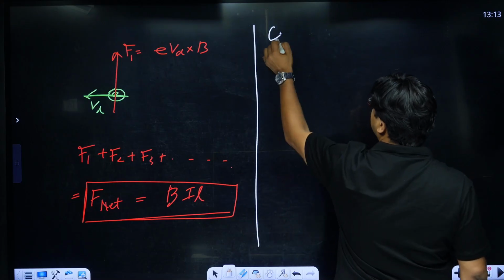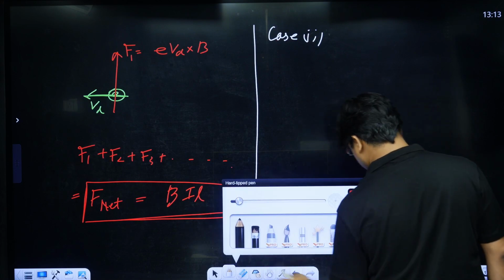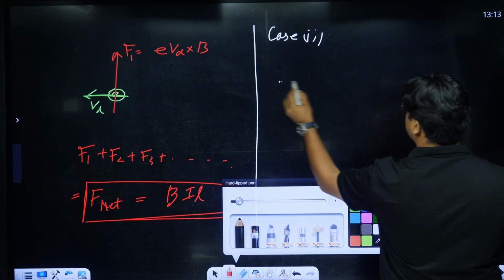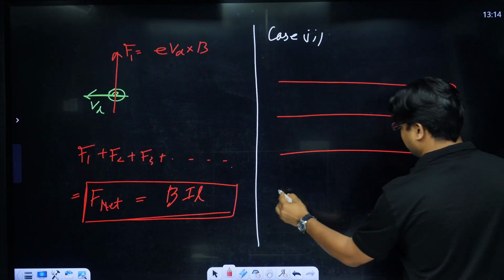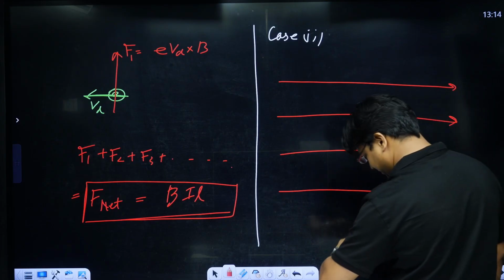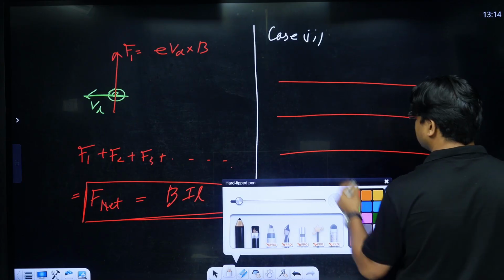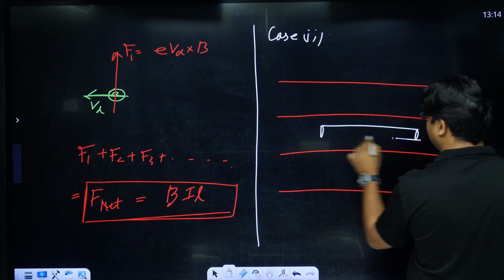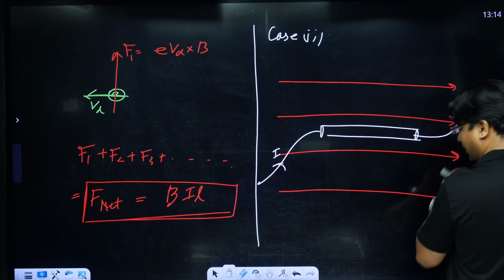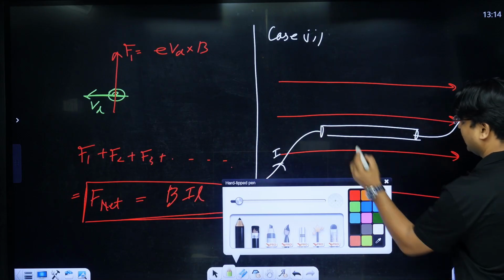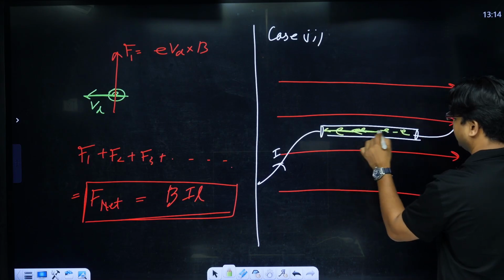Now, what is case 2? Let me show you. Suppose in a situation the magnetic field lines are like this, and there is again a current carrying rod, with current I flowing like this. If the current is flowing like this, then the electrons are definitely moving in the opposite direction.